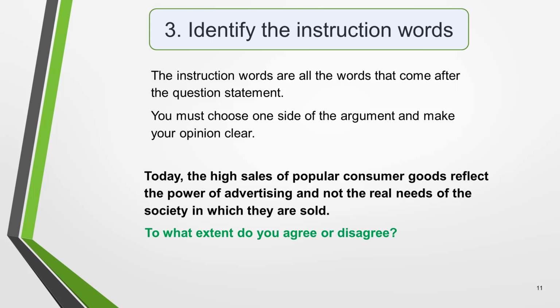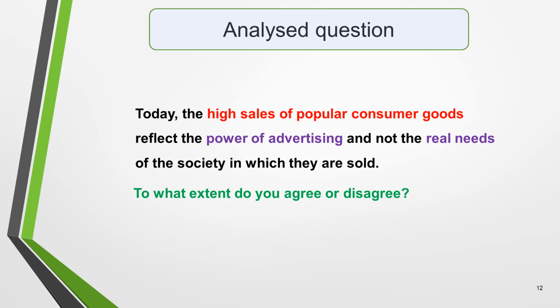Our sample question is an opinion question. It requires you to choose one side of the argument and make your opinion clear. And that's it. We've analysed the question and we now know exactly what we need to write about in our essay. Here are the 3 different types of words highlighted together.